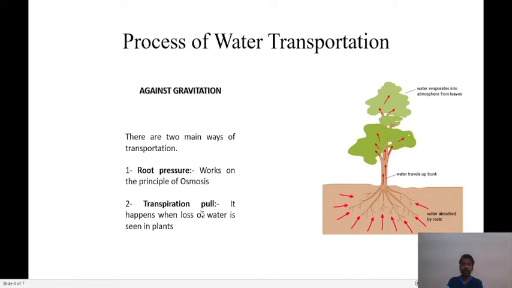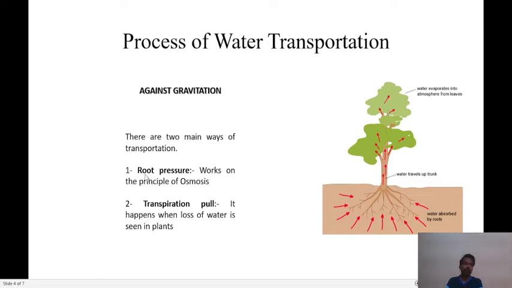The second one is the transpiration pull. We all know what transpiration is. The loss of water in the form of water vapor is called transpiration. When transpiration occurs, there will be a suction in the plant. Due to the suction, the water will try to move towards it, and when the suction is created, the water will automatically move against gravity towards the different parts of plants.